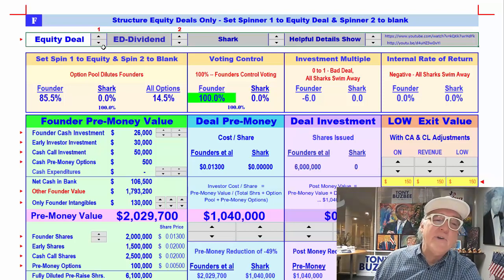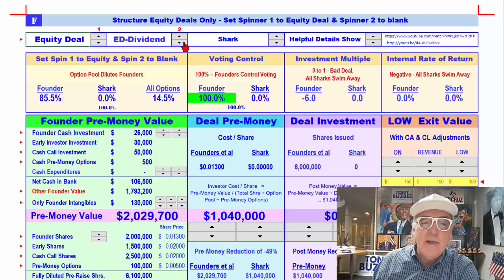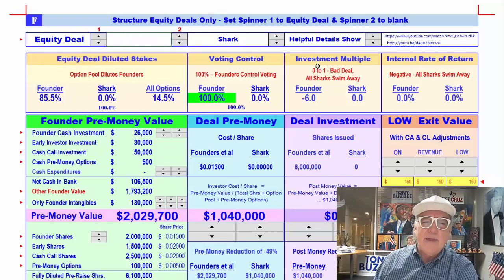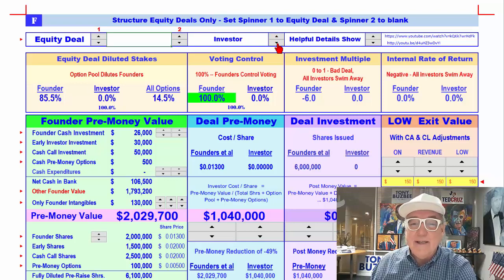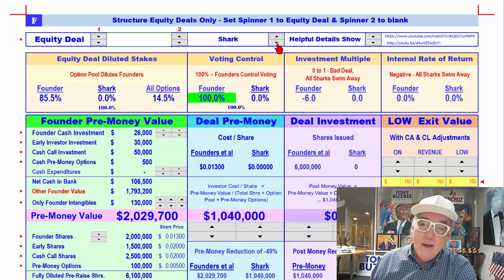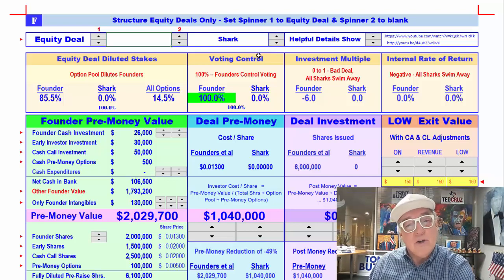Okay, so now, first thing we want to do is set this up as an equity deal. We have other types of deals. We don't want any dividends. I've got a way to show you that, but I'm going to eliminate that. Now, there are 3 types of investors. You could be a VC, you could be an investor, you could be a shark. Well, this thing is called Shark Cap Table, so naturally we like to talk about sharks.